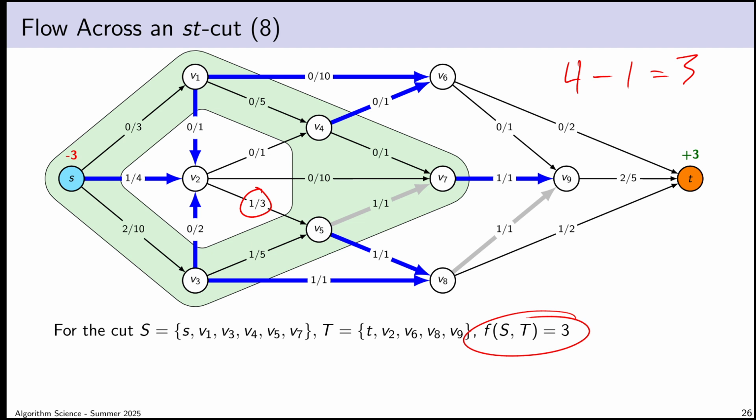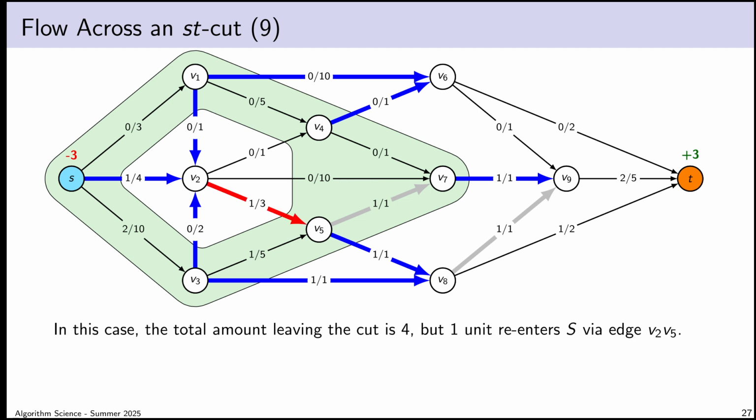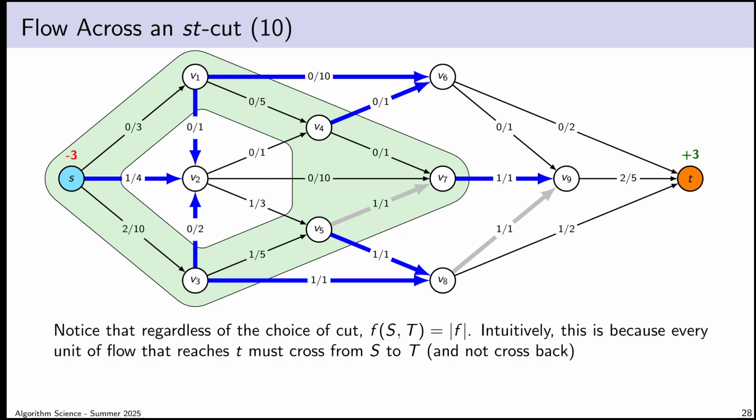If this turns out to be a coincidence that the flow across the cuts always equals the value of my flow, then it certainly has become rather eerie. In this case, as I mentioned, the total amount of flow leaving the cut is 4, but then 1 unit re-enters the set S, and so we don't count it. So we net out to 3. Notice that regardless of the choice of cut, the flow across the cut actually equals the total value of the flow, the total amount of flow reaching vertex T.